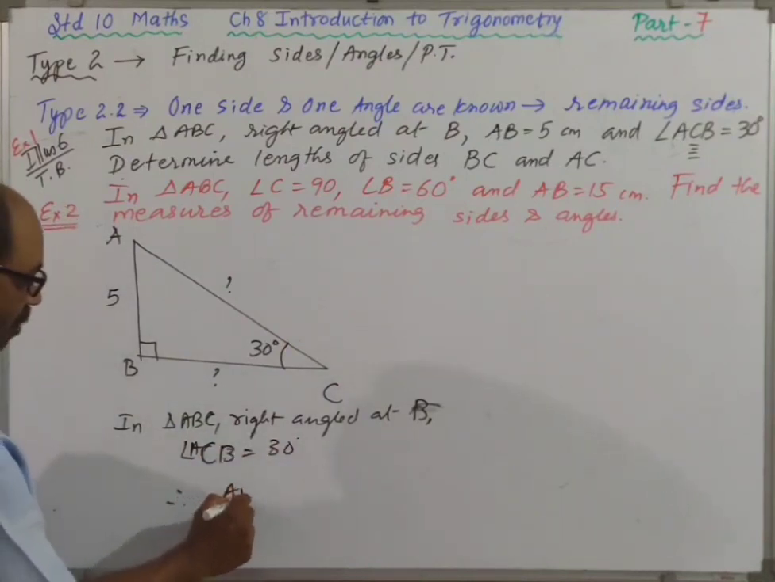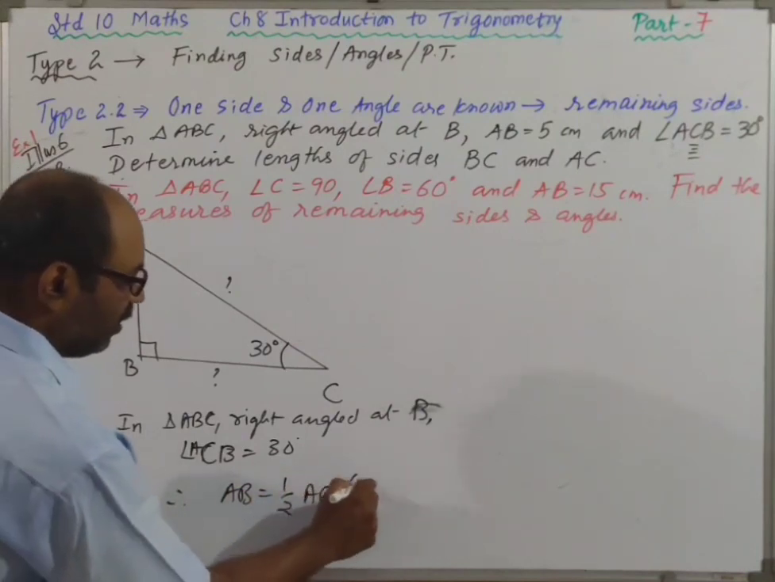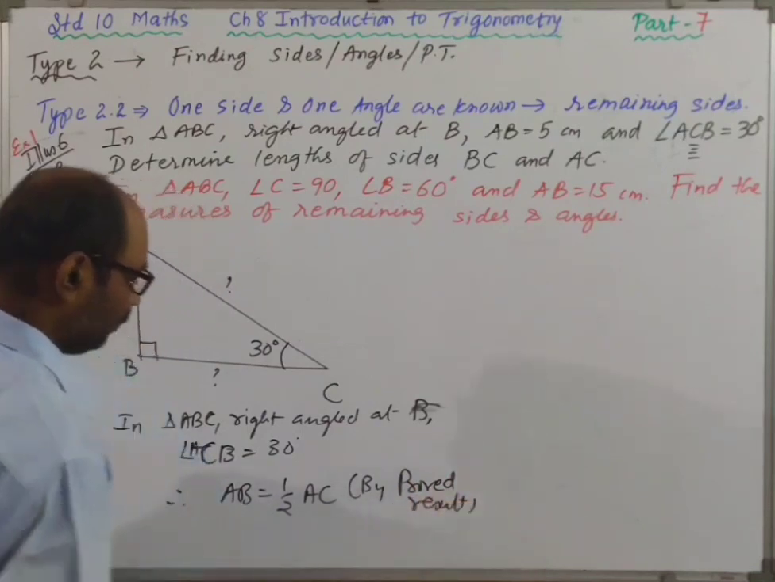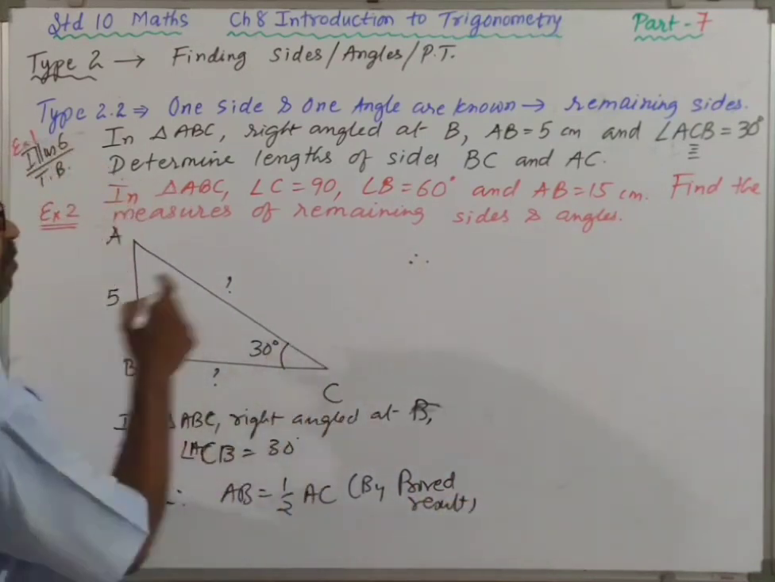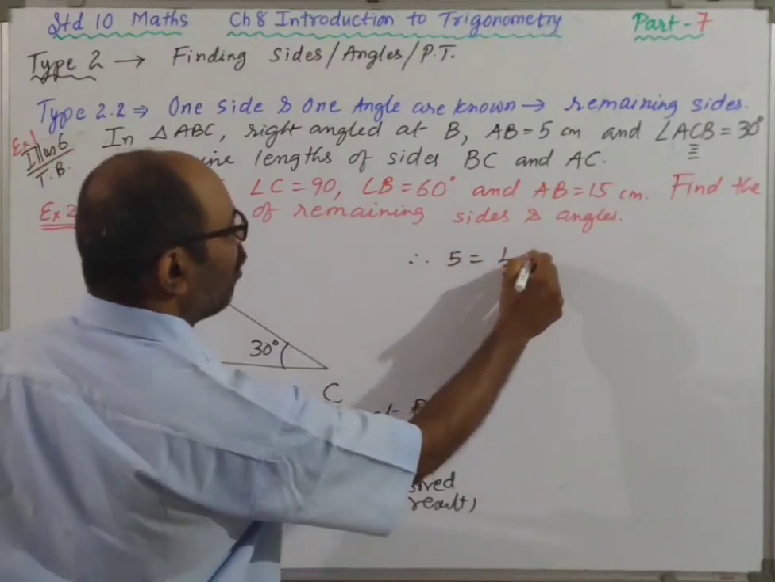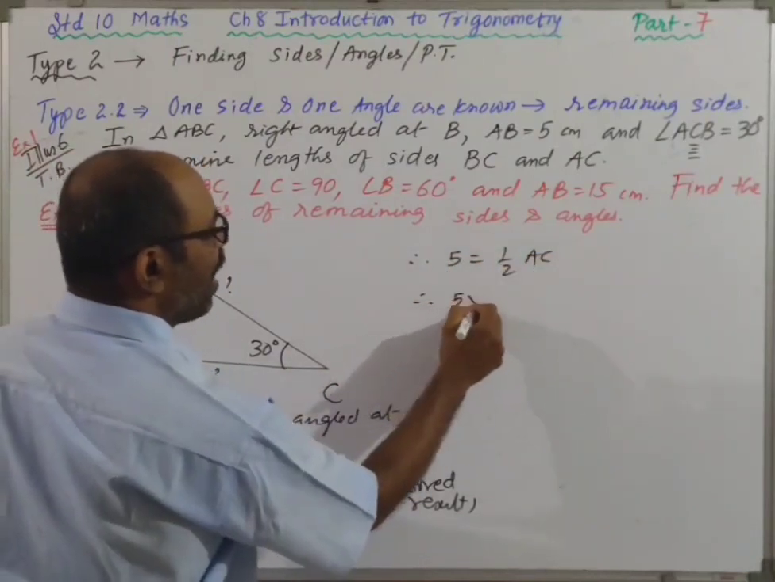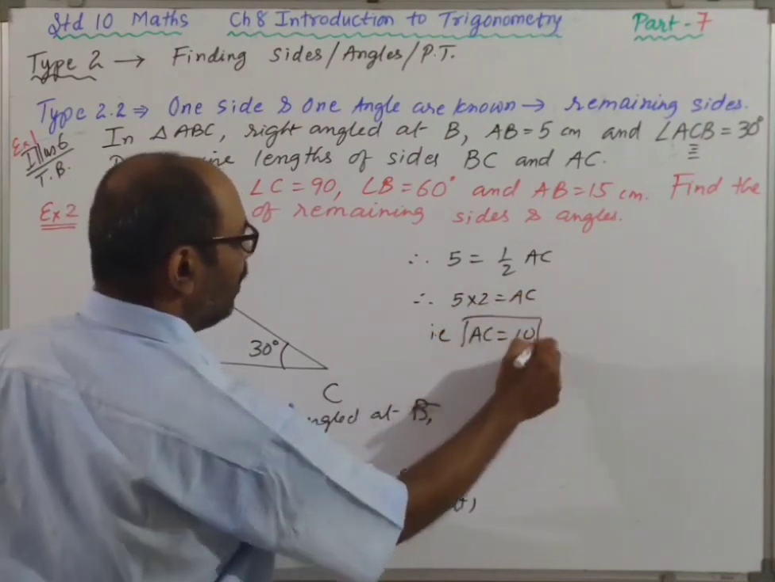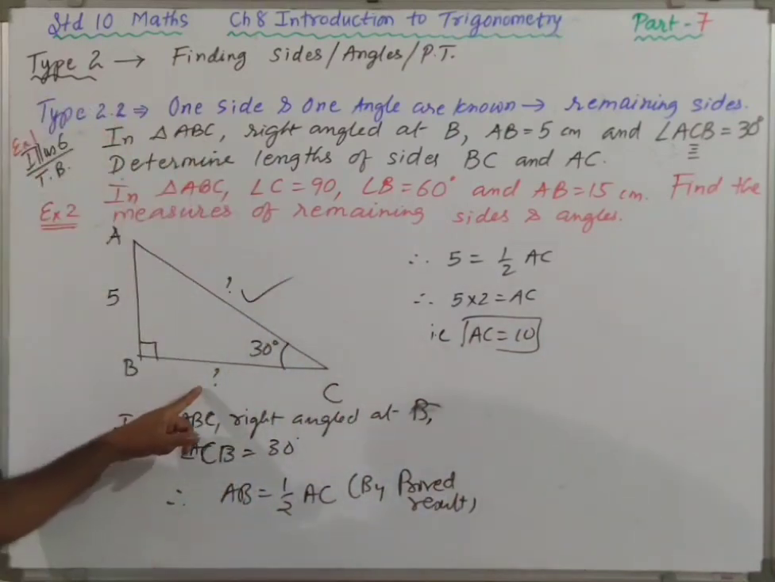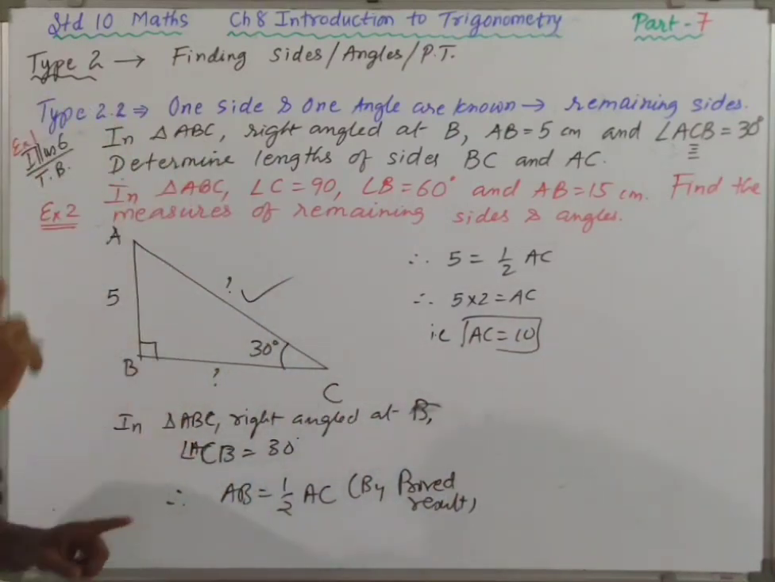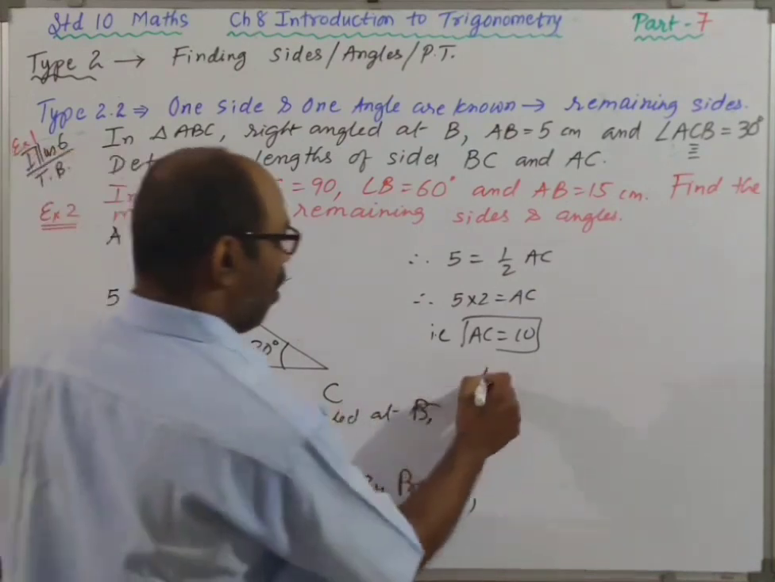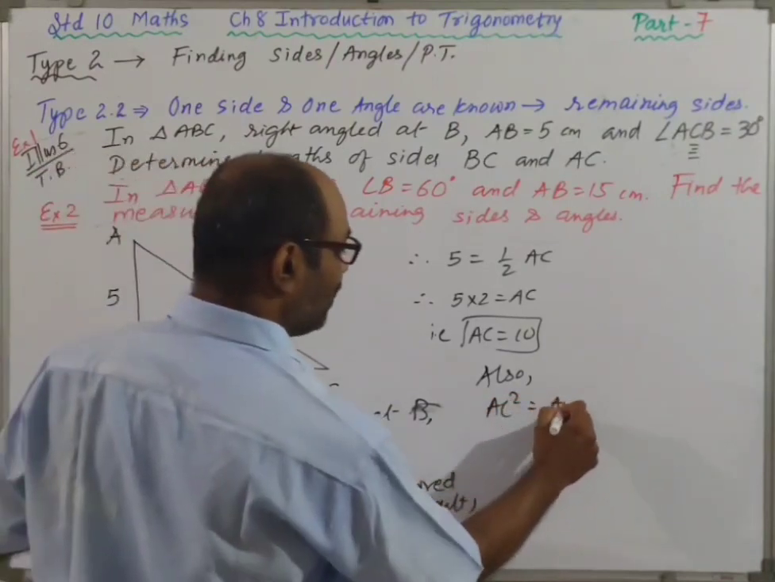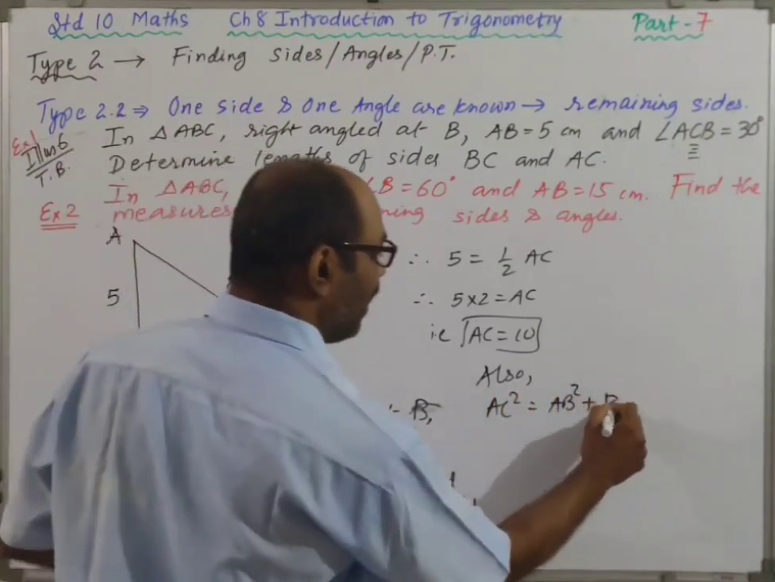Therefore, AB is equal to half of AC, by proved result. Therefore, what is AB? 5 is equal to half of AC. Take 2 on other side. 5 into 2 is equal to AC, i.e. AC is equal to 10. So ये तो मिल गया आपको. Now we have to find BC. So use Pythagoras. Also, AC square is equal to AB square plus BC square.